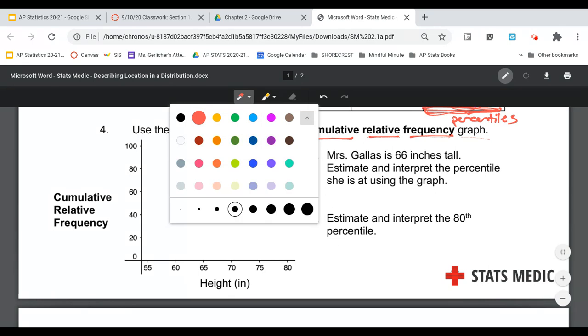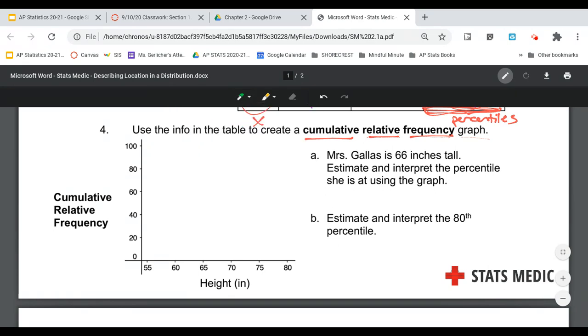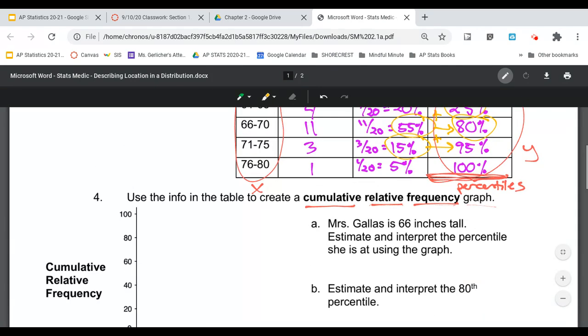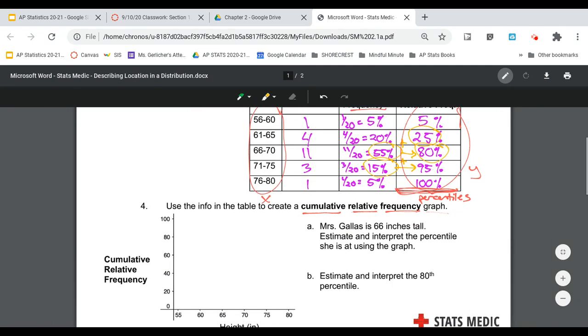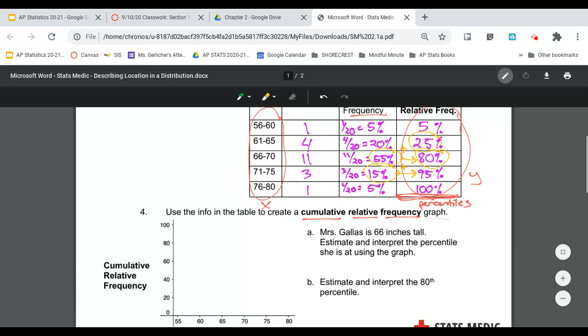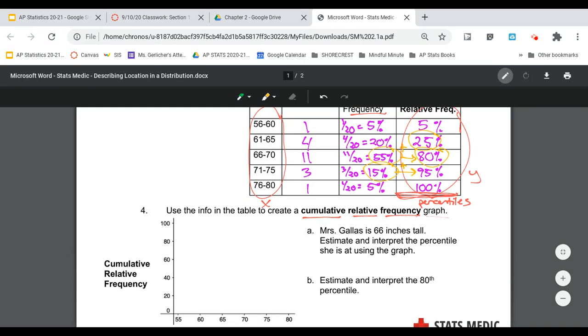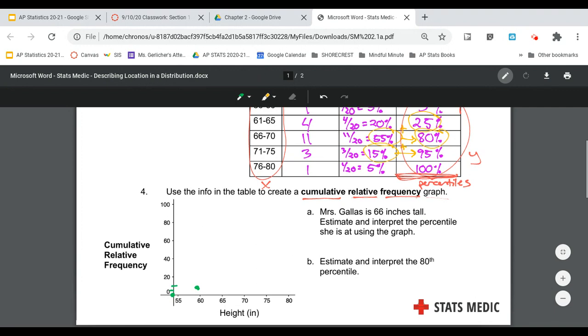Okay, so let's stick with green. So let's fill in our table. Maybe I'll do this so we can see it all at the same time. 56 to 60, that's our first bar. By the time we get to 60, we've reached 5%. This graph will always start at 0, by the way. Cumulative relative frequency graphs always start at 0 because at the very beginning, you don't have any of your data yet. You have 0% of your data. And it will always build up to 100 by the end.